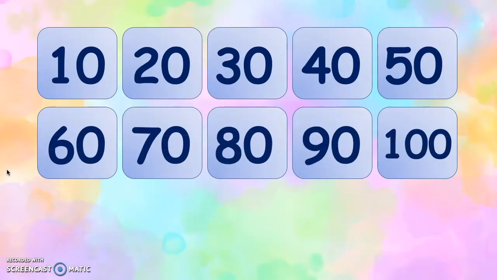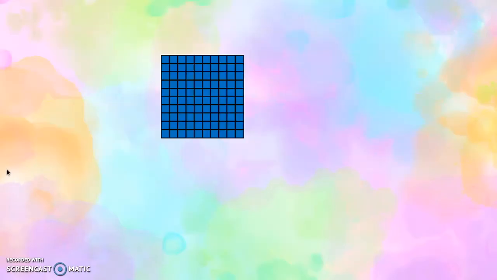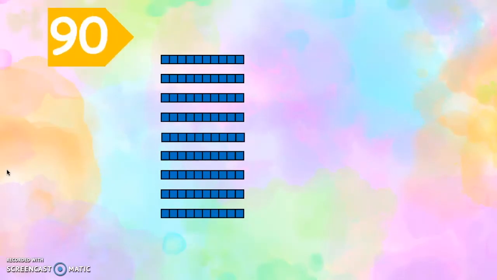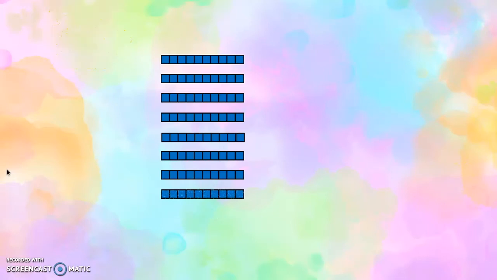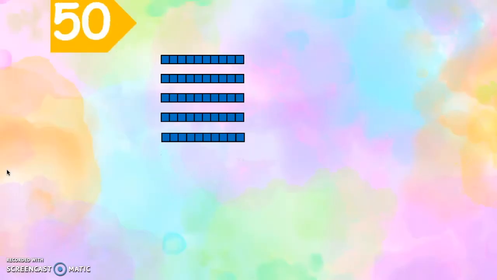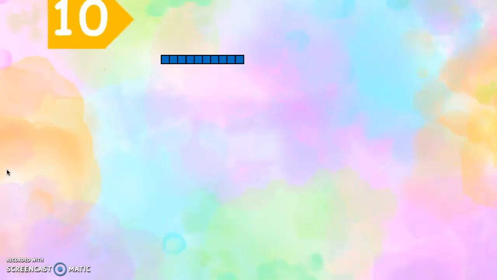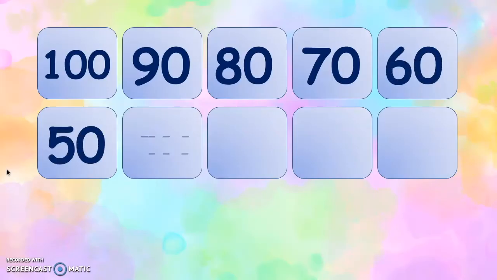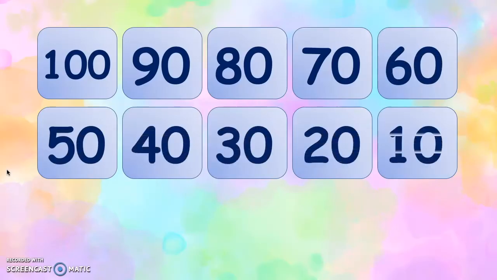Now what about when you're subtracting? Are your numbers going to get bigger? They're going to get smaller. 100, 90, 80, 70, 60. So it's important to be able to skip count both forward and backwards. Forward we can do when we're adding, and backwards when we're subtracting. 70, 60, 50, 40, 30, 20, 10.